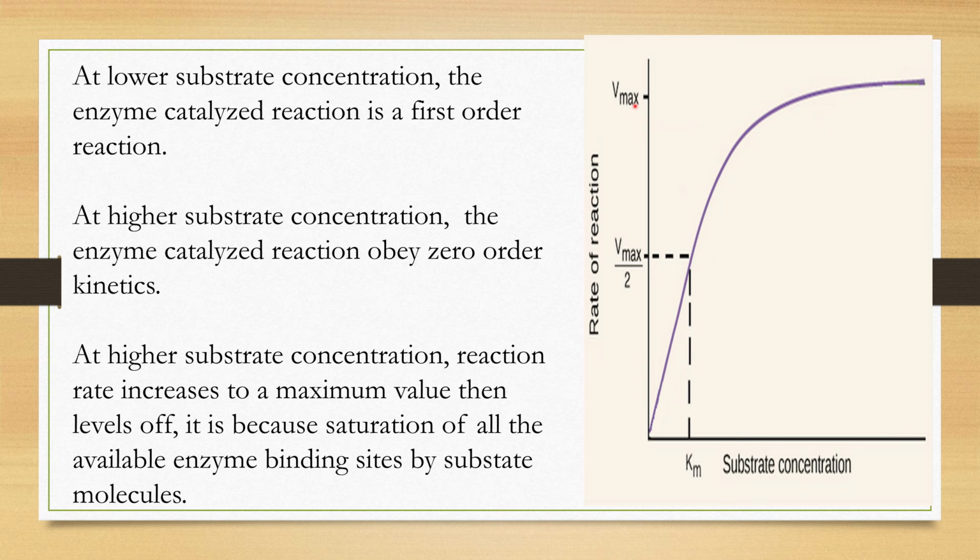Now, why is this happening? Because we are studying reaction rate at varying substrate concentration when the concentration of your enzyme is kept constant. So at higher substrate concentration, what is happening is that your enzyme is completely saturated. All the active sites of your enzyme are completely saturated with your substrate. Now no more active site is left. Now if you increase substrate concentration more and more, the rate of reaction will not increase.